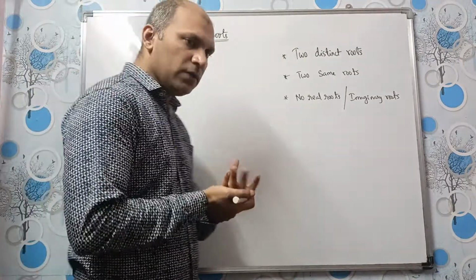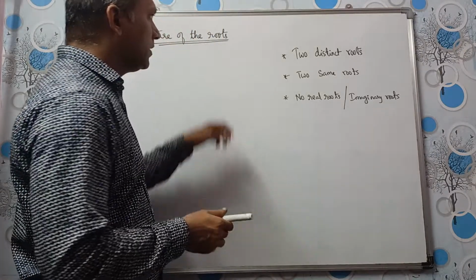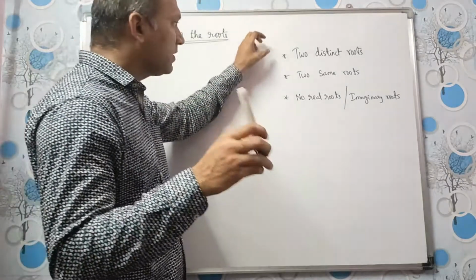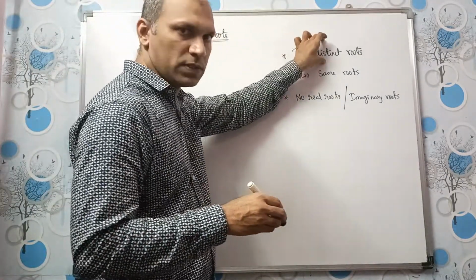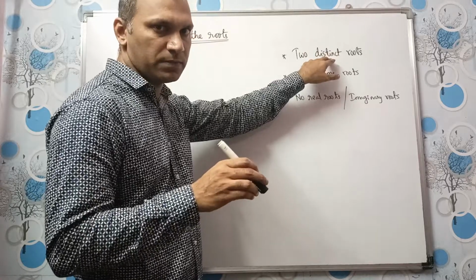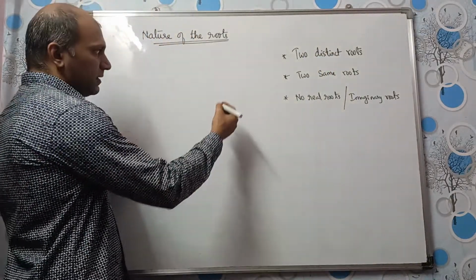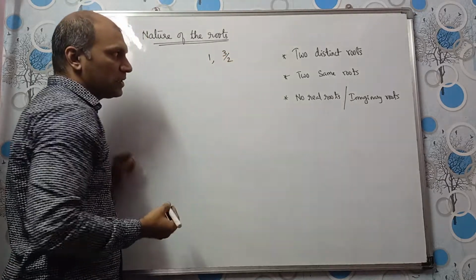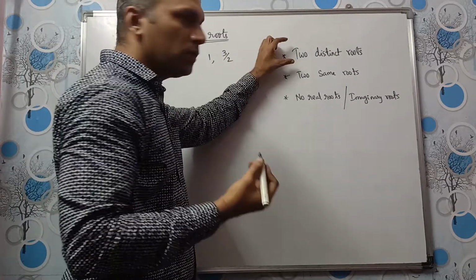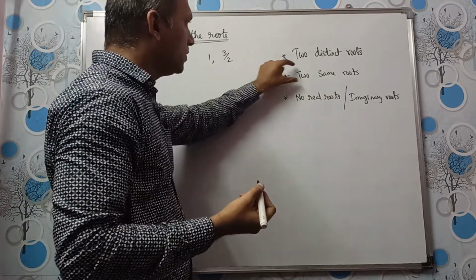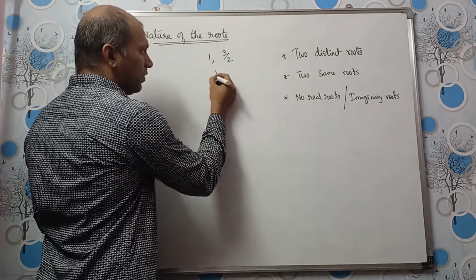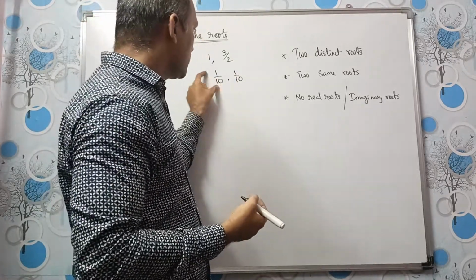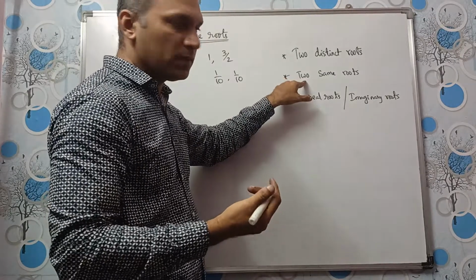When we find the values of x of a quadratic equation, these three cases are possible. The values of x, that is the roots, can be two distinct roots. Distinct means different roots. See, in one of our previous problems we got 1 and 3 by 2 as roots, right? So these are two different roots. Two same roots: we got 1 by 10 and 1 by 10 in one previous example. So such roots are called two same roots.